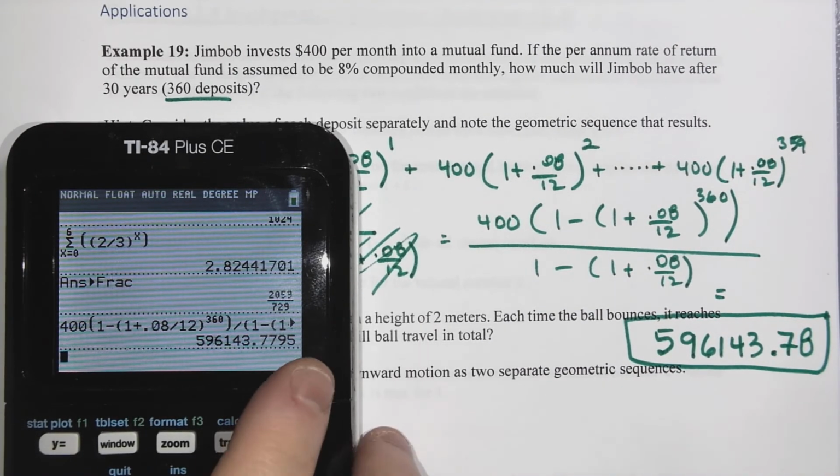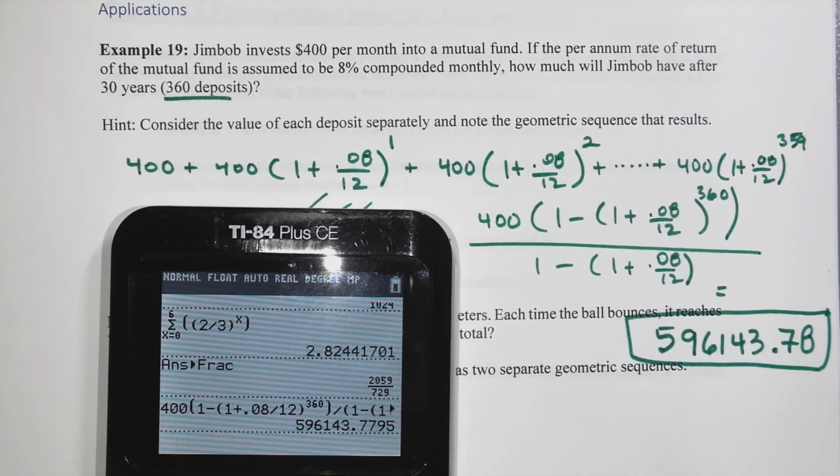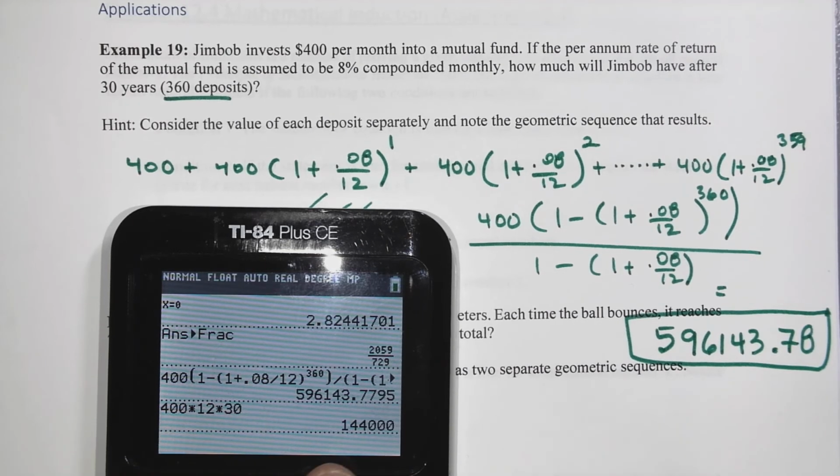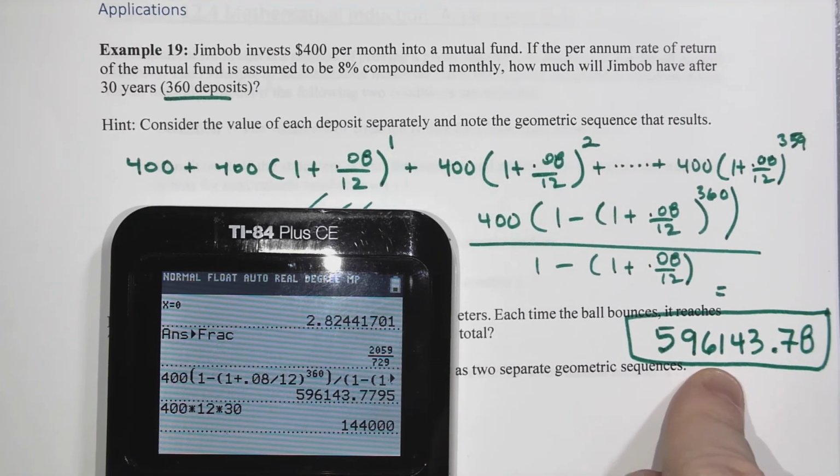$600,000. Think about that in context, by the way. If we think about $400 per month, multiplied by 12 months in a year times 30 years, you've only put $144,000 in the bank out of your pocket, but it's worth $600,000. That's why it's really important to save early and often.